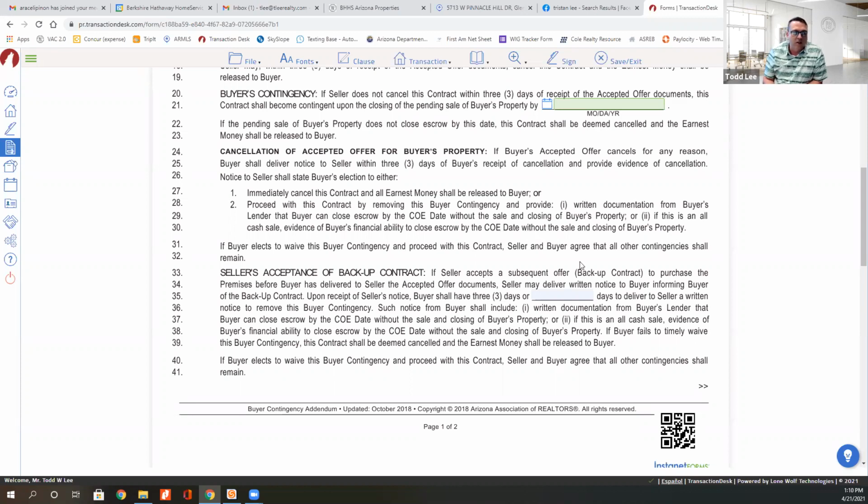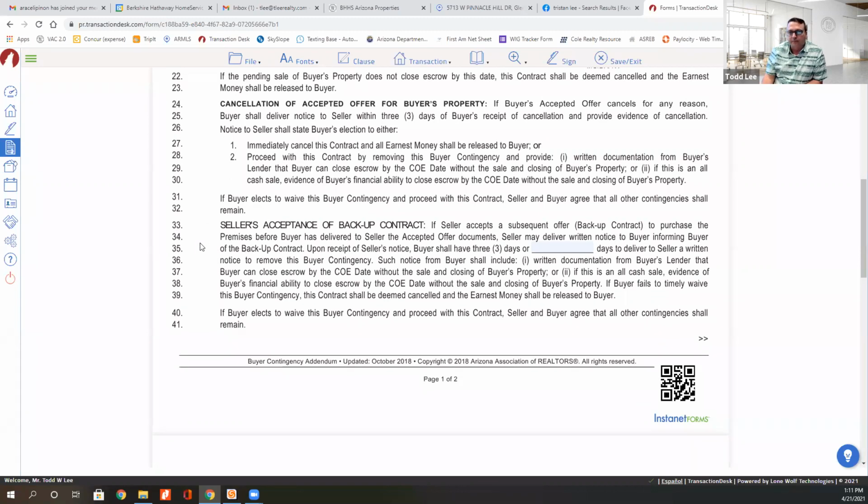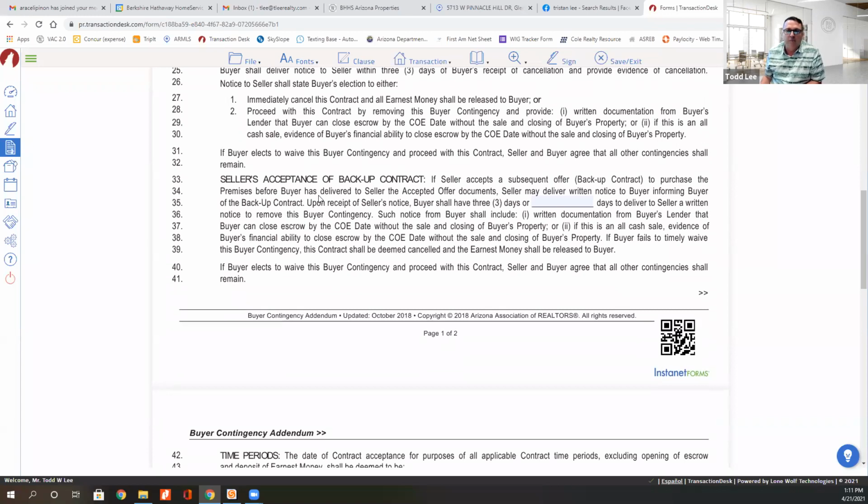So really, you just need to show evidence that they can still close escrow if their property cancels. And if you can't, then they need to cancel this contract and get out. If buyer elects to waive the buyer contingency and proceed with this contract, buyer and seller agree that all other contingencies shall remain. So you'll still have all the inspection contingencies and all the other stuff will still be in there.